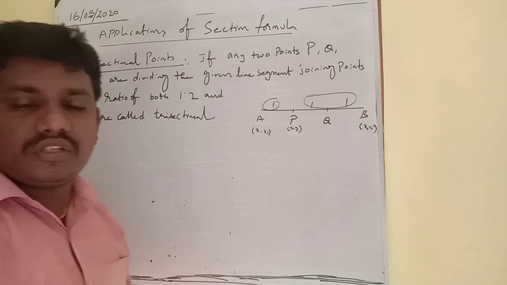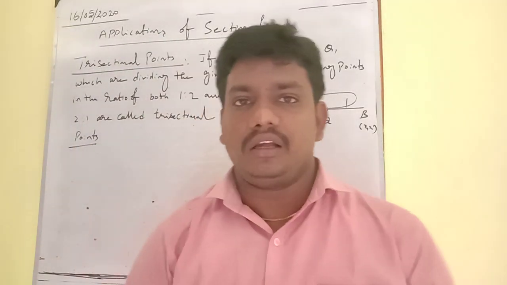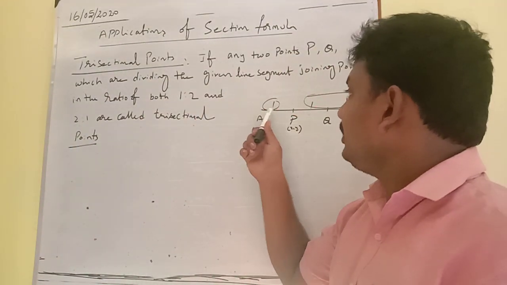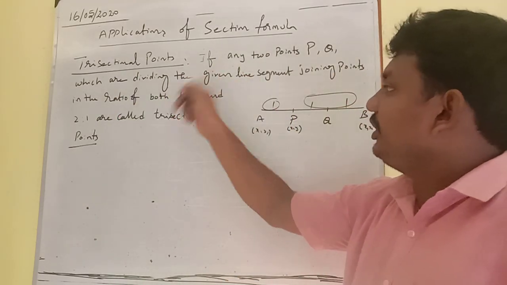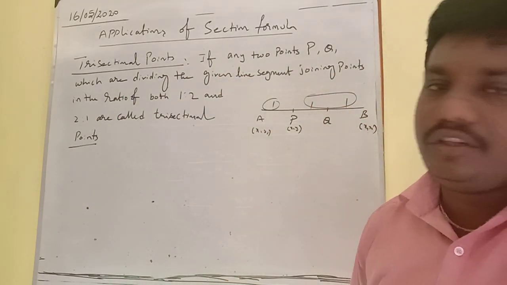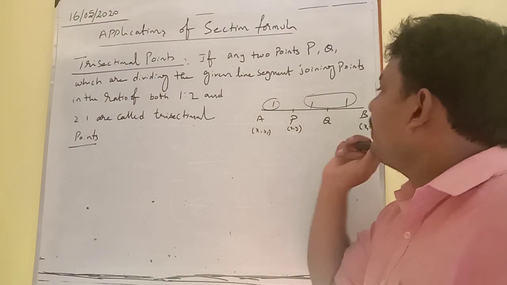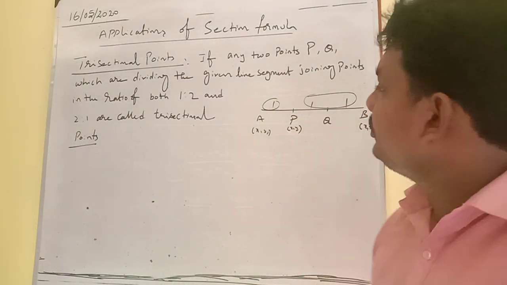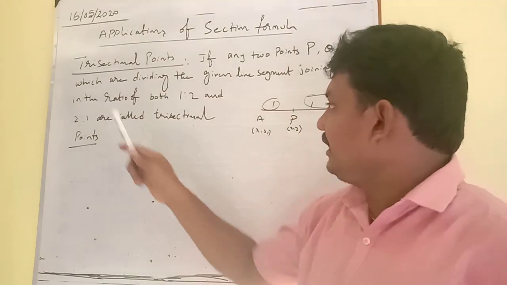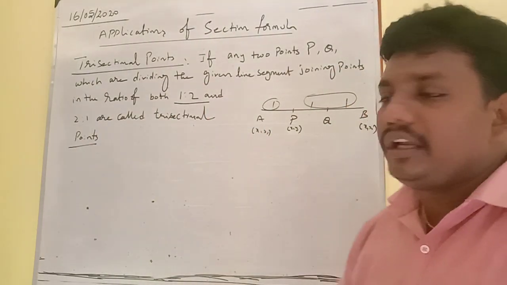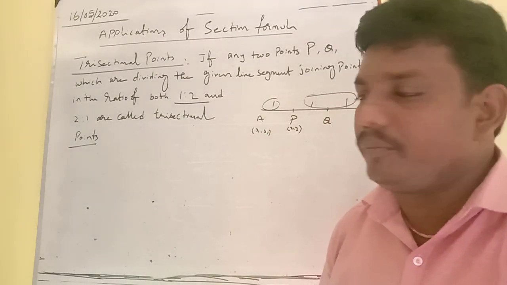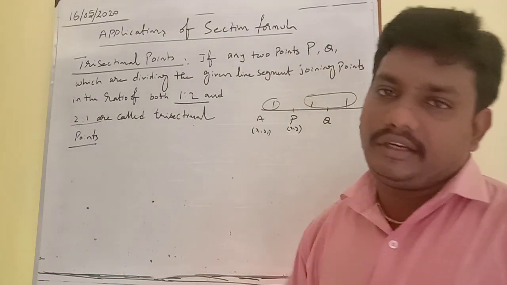So basically we are using only the section formula, but when coming to trisection points, if we have to divide the given line segment into 3 portions, the first point divides the line segment in the ratio of 1:2, and the second point divides the given line segment joining points in the ratio of 2:1.